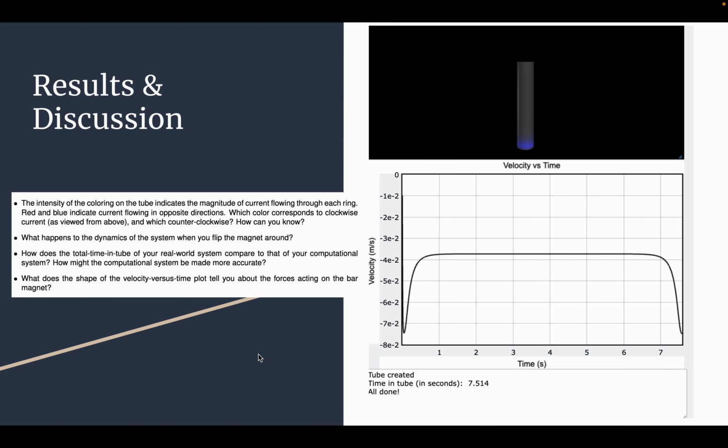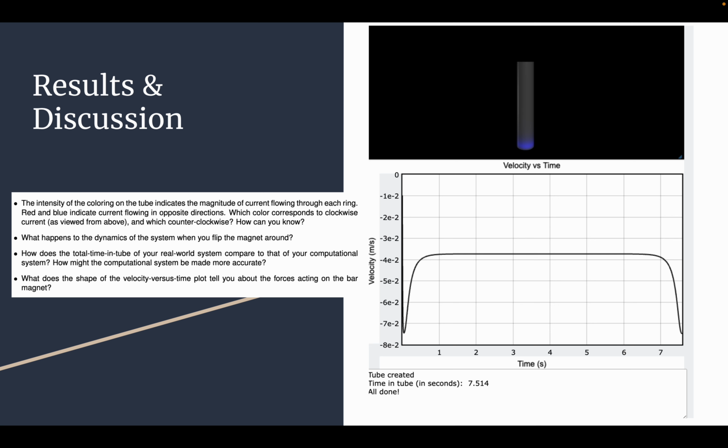So, some results and discussion. As you can see, this simulation took over 7 seconds, which is not accurate, obviously. But some questions to answer here. From above, the red, not shown in the screenshot but visible in the simulation, goes counterclockwise and blue goes clockwise. For the induced current, what happens to the dynamic of the system when you flip the magnet around? Nothing would really change other than that the direction of current would then be in the opposite direction.